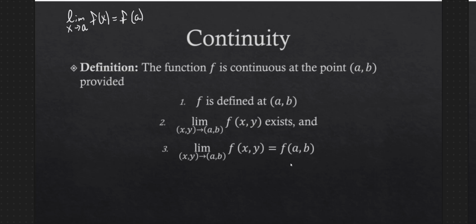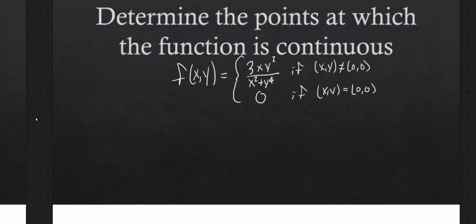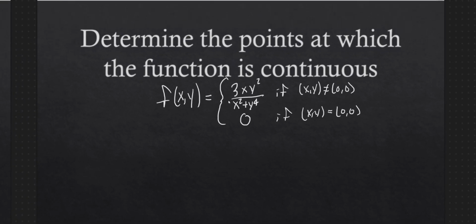So let's work an example here. I want to determine all the points at which this function here is continuous. So notice it's piecewise defined, and I do have a nice continuous function here in terms of x and y, except when the bottom is 0. So x squared plus y to the fourth, again, this is the sum of squares of two real numbers, equal to 0. So that implies that x equals 0 and y equals 0.